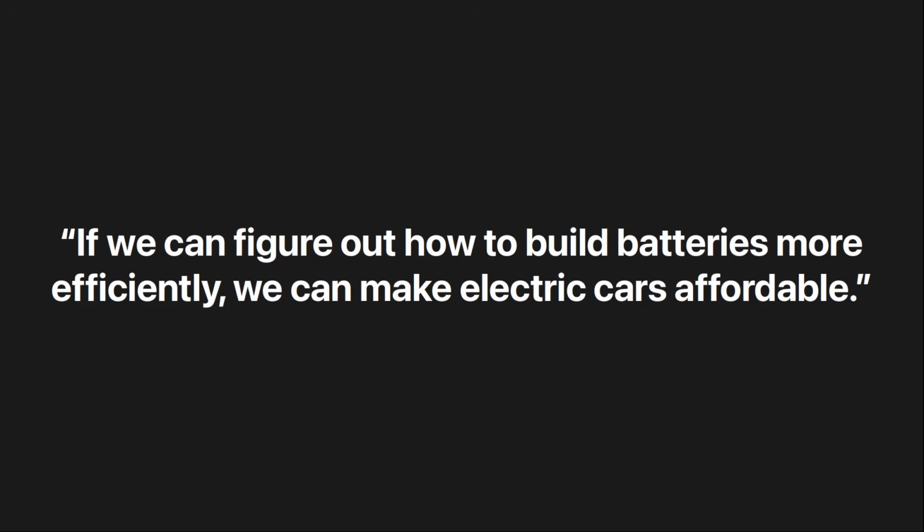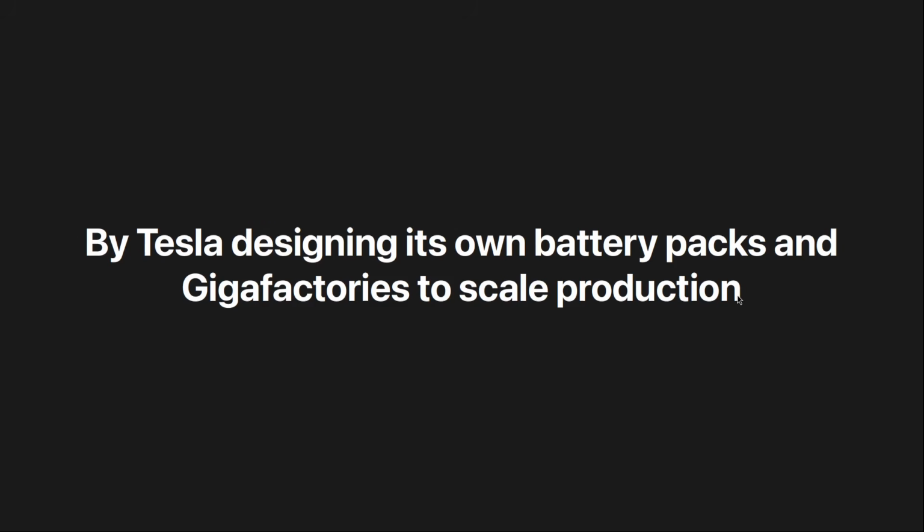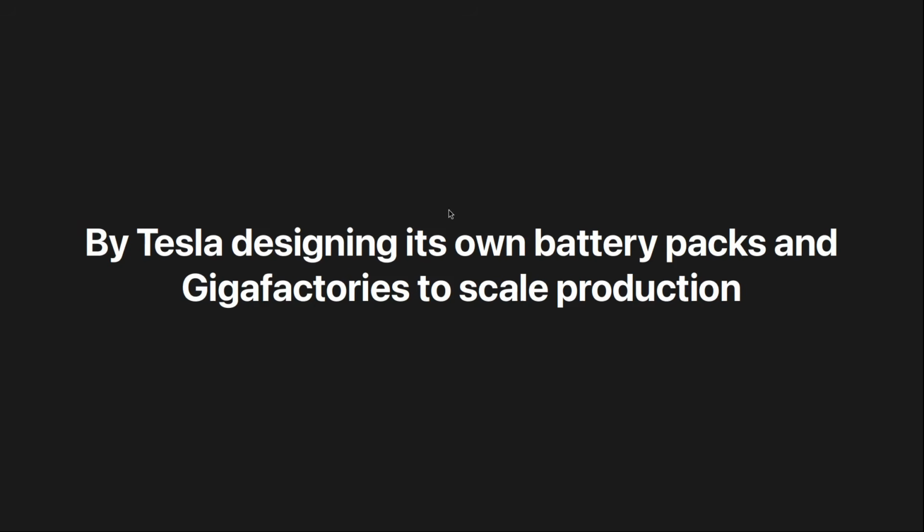So high battery cost wasn't a law of nature. It was a design and manufacturing problem. So Musk thought, if we can figure out how to build batteries more efficiently, basically whatever is over here, we can make electric cars affordable, right? And this happened. He made electric cars affordable by Tesla designing its own battery packs and gigafactories to scale production.